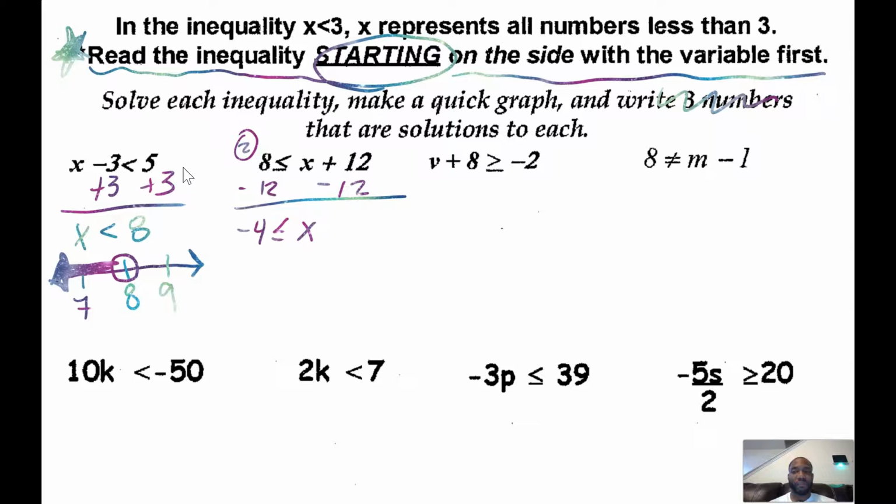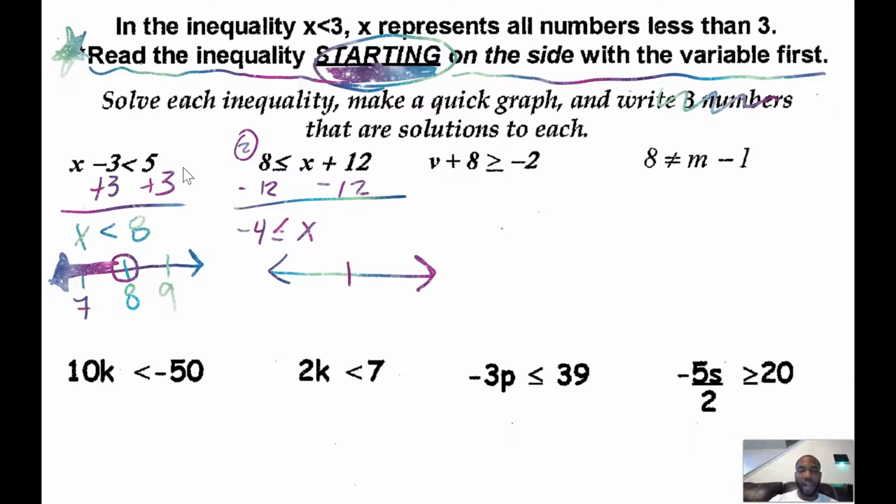Starting on the side of the variable, it reads x is greater than or equal to -4. The mouth is open to the -4. You do not start with -4, because it says starting on the side of the variable. Y'all like the galaxy? You see the galaxy? So x is greater than or equal to -4.